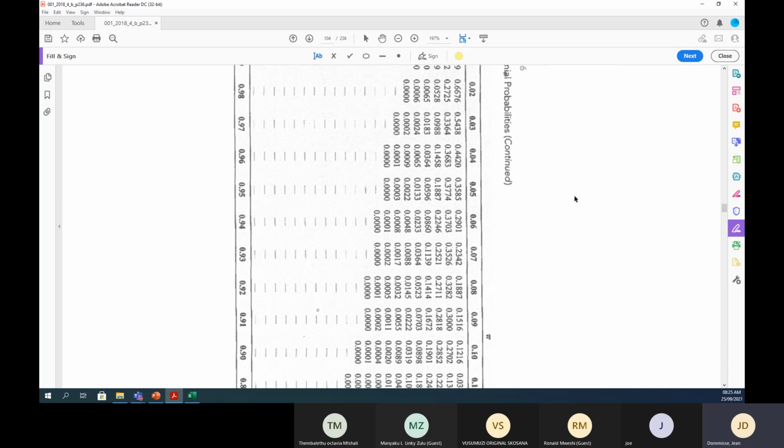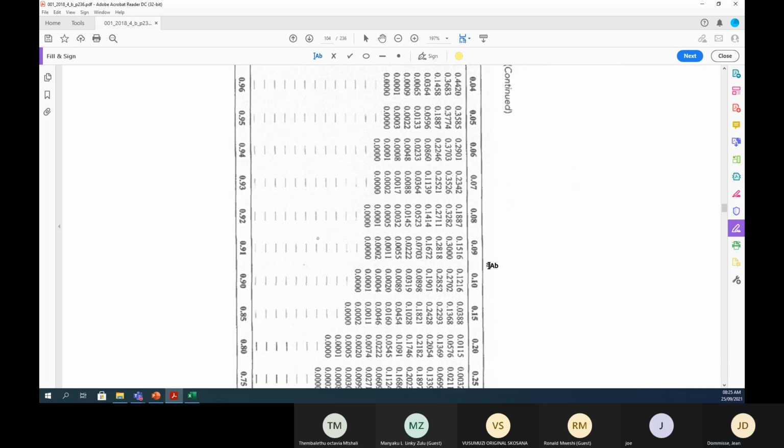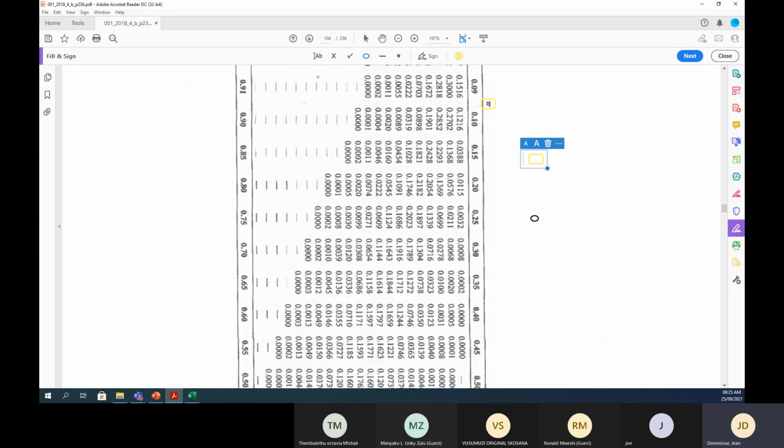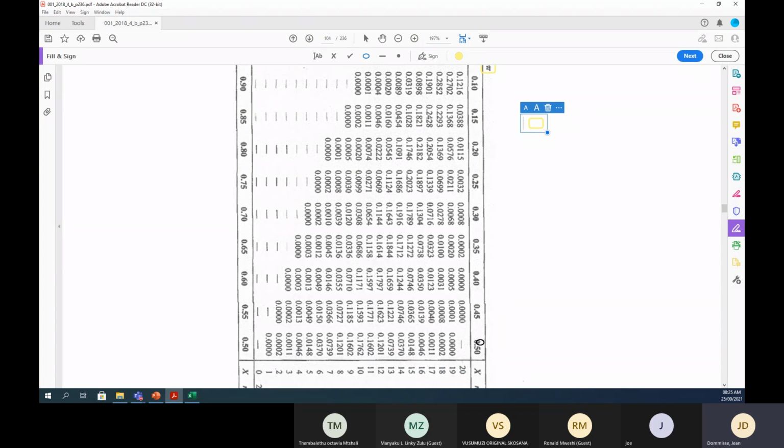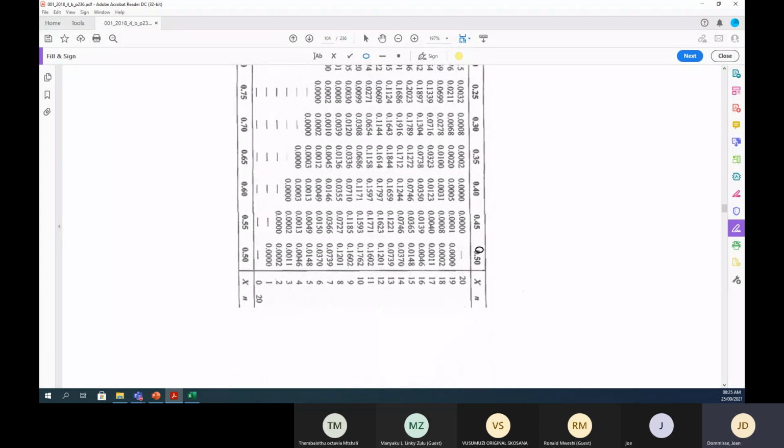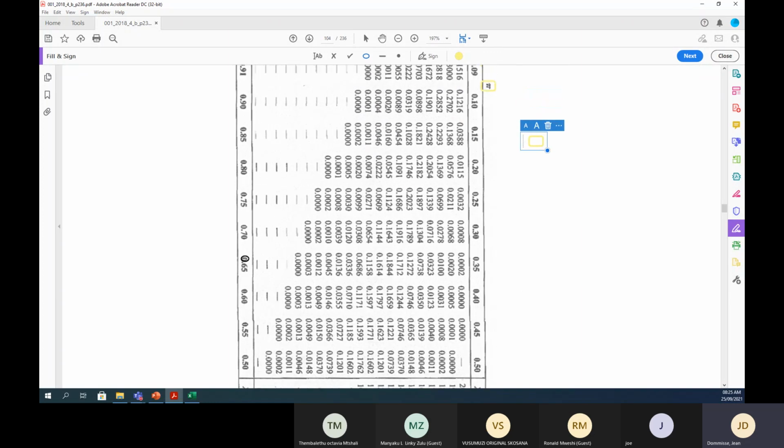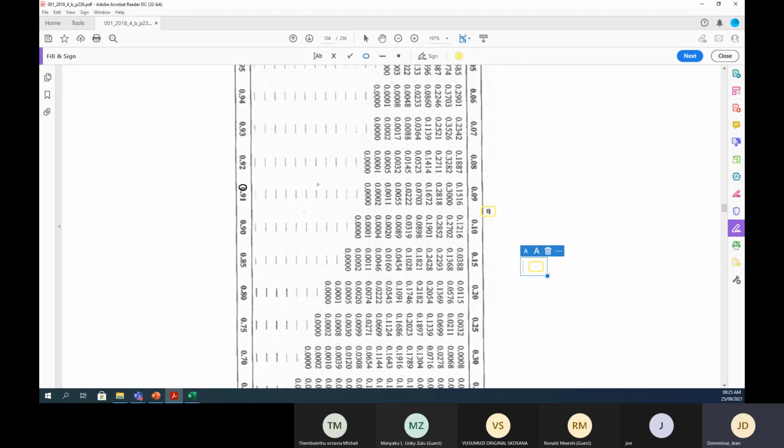Okay, so I need to look for where pi is equal to 0.91. So if we go across, we see on the table it only goes to 0.5. So now we look at it, okay, not finding anything there. Now we need to go back. Okay, so now we see there is your 0.91.